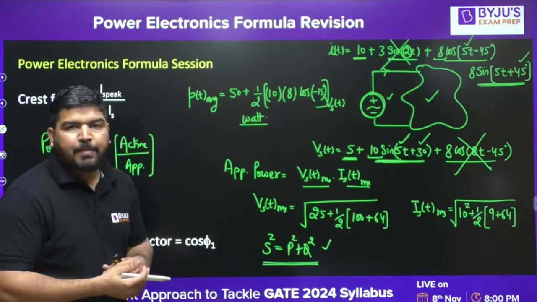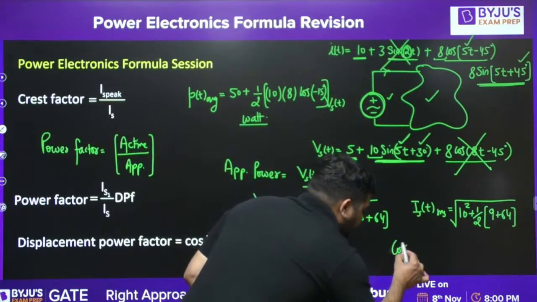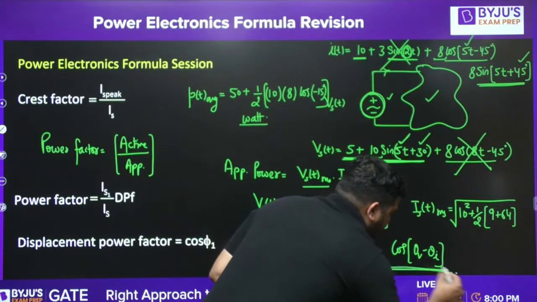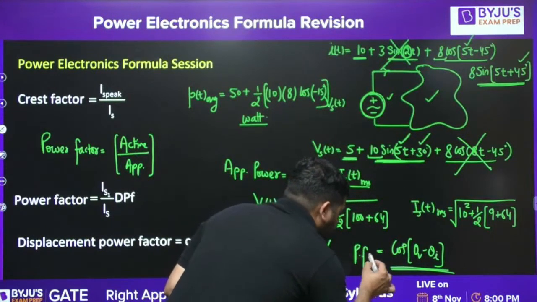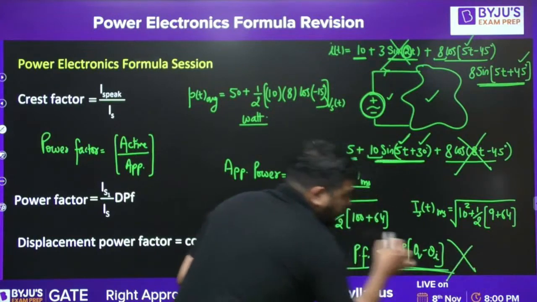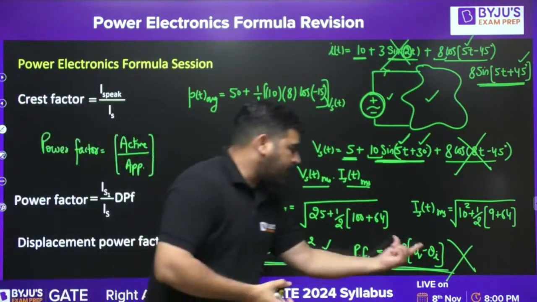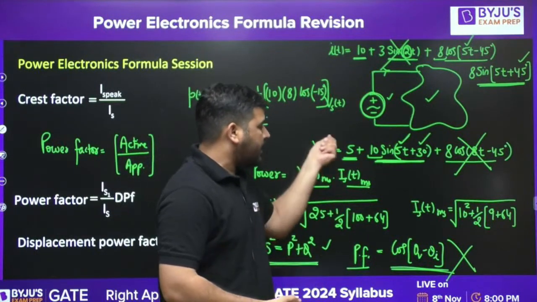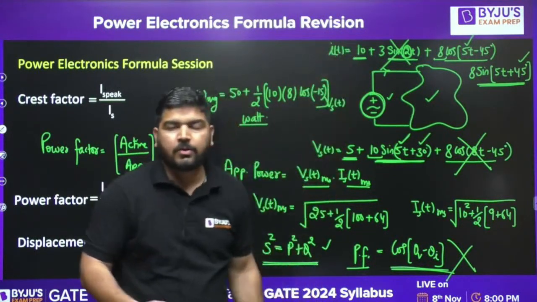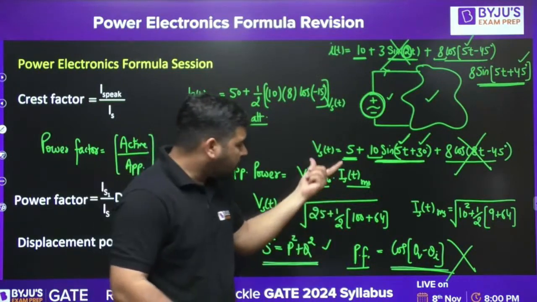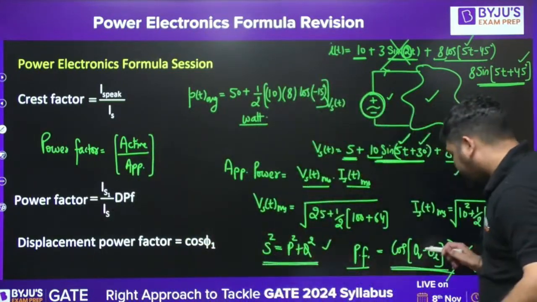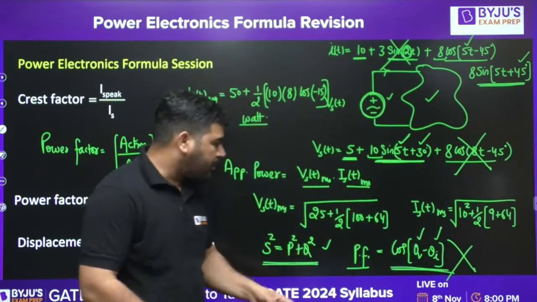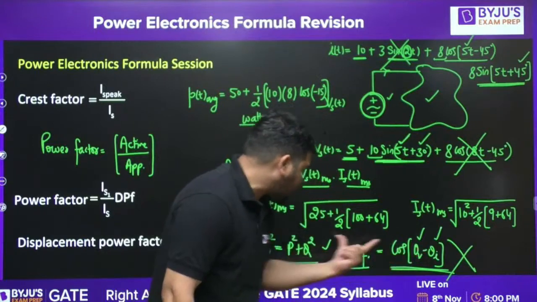Similarly, if we need to calculate the power factor, student, remember that the power factor is theta v minus theta i, voltage angle minus current angle, and take the cosine of this. This is the power factor. Now this formula is again wrong in case of harmonics. Why not? Because we do not know the phase of this v(t) and the phase of this i(t). If we don't know that, how can we calculate theta v minus theta i? So be careful about this. Whenever there are harmonics, these formulas are not applicable.